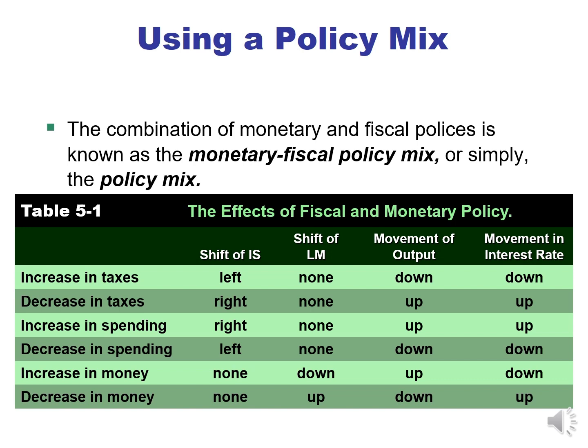With an increase in money, the IS curve is not shifted and the LM curve shifts downward. The movement of output is up and the movement of interest rate is down. And whenever there is a decrease in money, the LM curve shifts upward, the movement of output is down and the interest rate is higher.